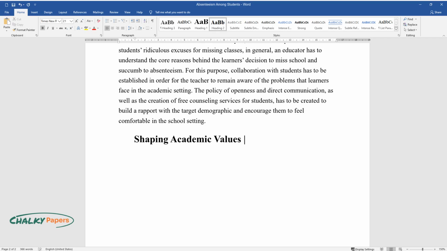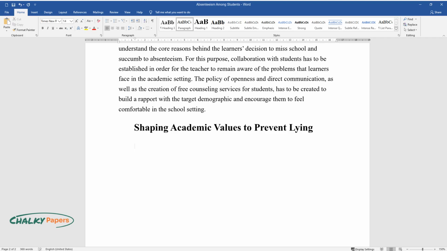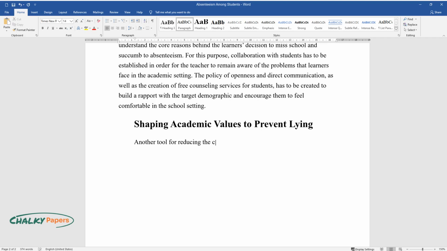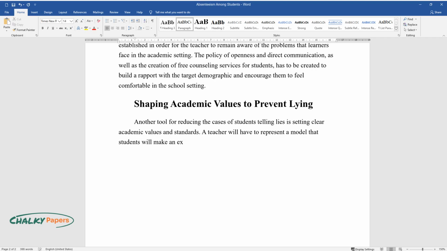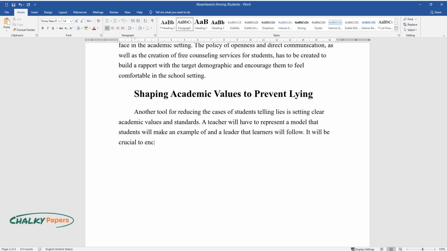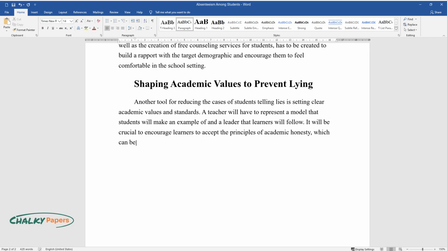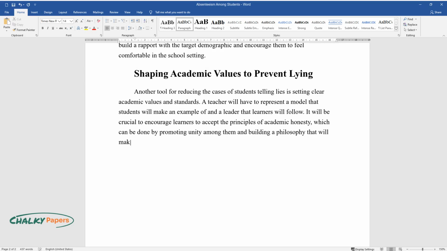Shaping academic values to prevent lying. Another tool for reducing the cases of students telling lies is setting clear academic values and standards. A teacher will have to represent a model that students will make an example of and a leader that learners will follow. It will be crucial to encourage learners to accept the principles of academic honesty, which can be done by promoting unity among them and building a philosophy that will make them adhere to the principles of academic integrity.